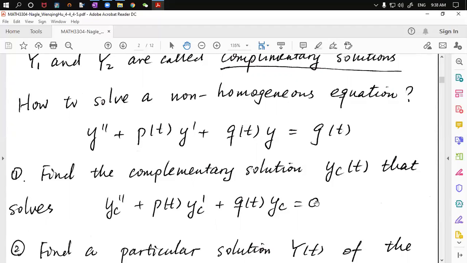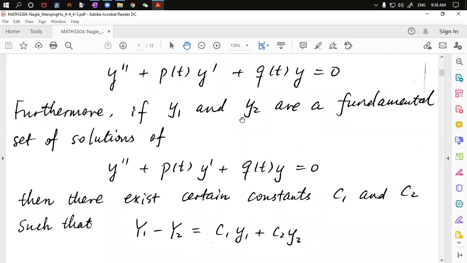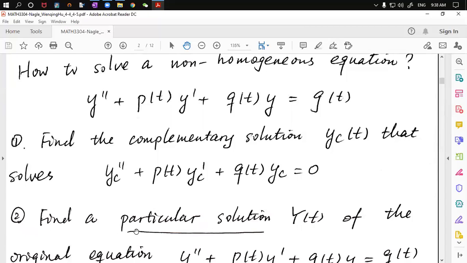So let's remove it. You're going to reach an equation which you call the complementary equation, with a subscript C. Now, with the complementary equation at hand, you are going to solve it. How do you solve it? Well, it's very simple. Just determine y1, y2, the fundamental solutions, and take the linear combination. This is what we know how to do. Everybody knows how to do this, so it's very simple business.